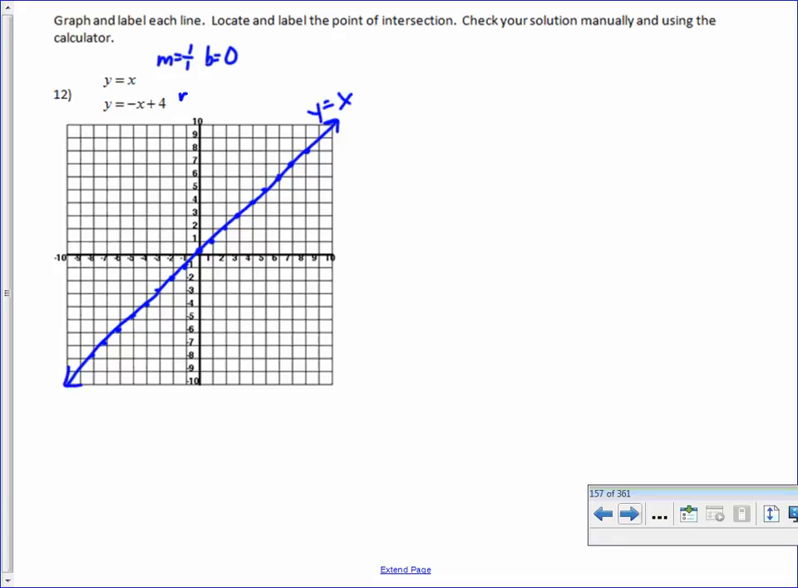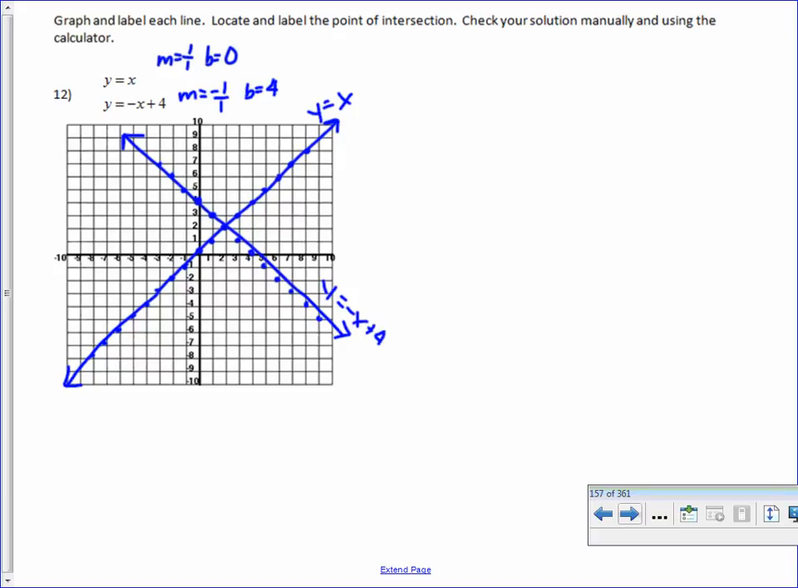When I take a look at my next line, y equals negative x plus 4, my slope here is negative 1 over 1. My y-intercept is 4. I'm going to start at the 4, and I'm going down 1 to the right 1, down 1 to the right 1. And I'm going to graph this fine line in both directions. And I'm going to label y equals negative x plus 4.